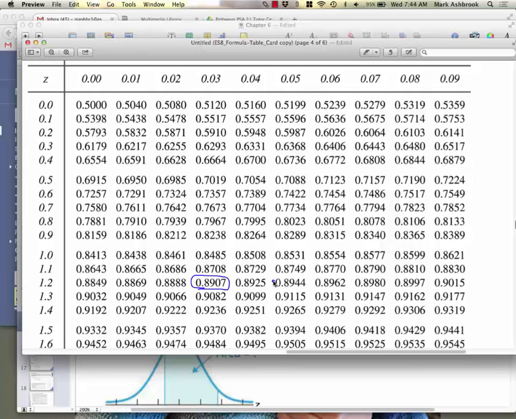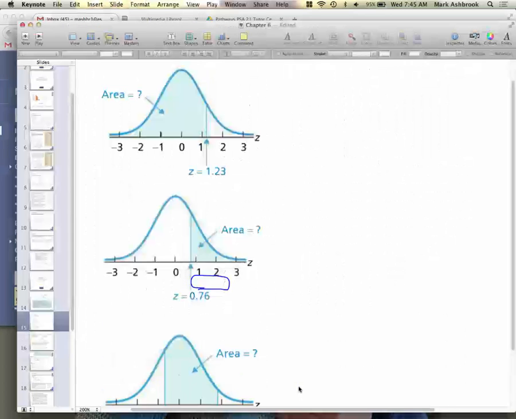So that's the z-score for 1.23. For z of 1.23, this is the area beneath the curve: 0.8907. And so how do we interpret that number? What does that number mean? 0.8907 is what?